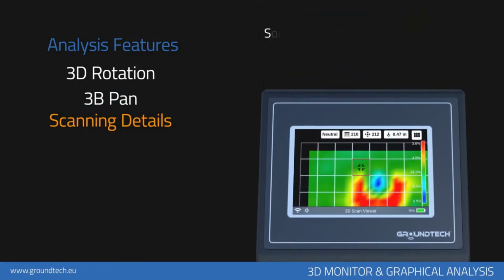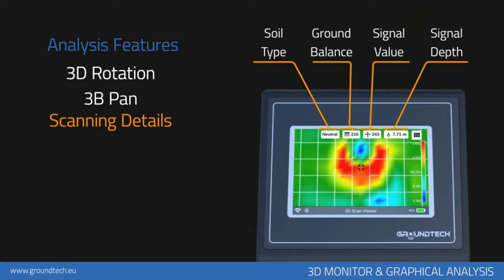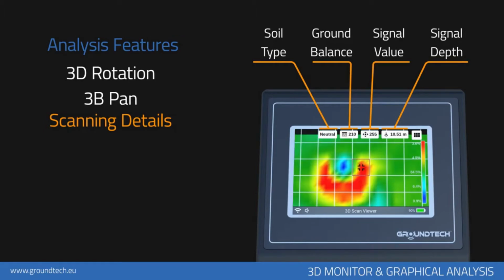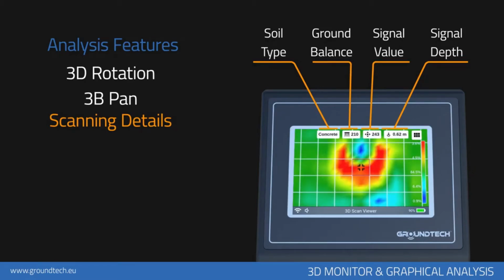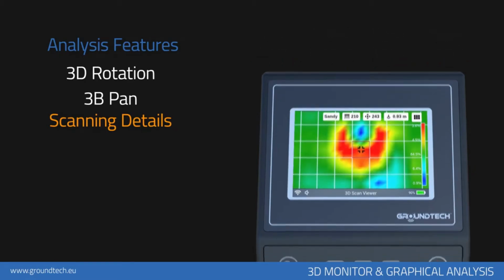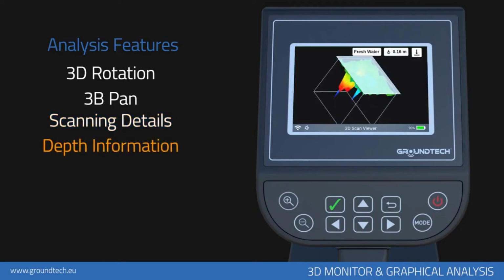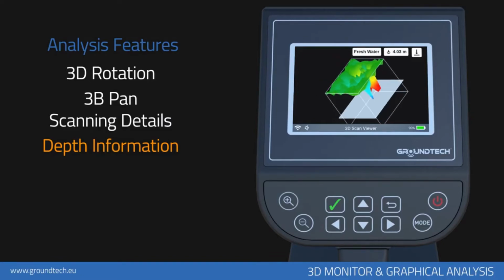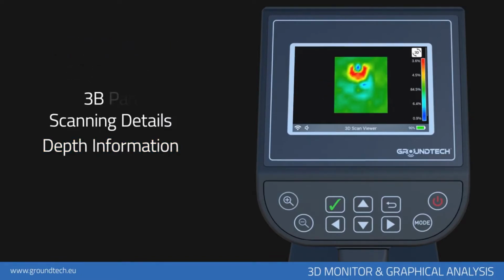Scanning details. You can see numerical values of your data and get information about depth by choosing type of soil. You can go around the graph with direction buttons and examine the point details. Depth information. You can find out the general depth information of the measurement and see the start and end points of ground and other variables.